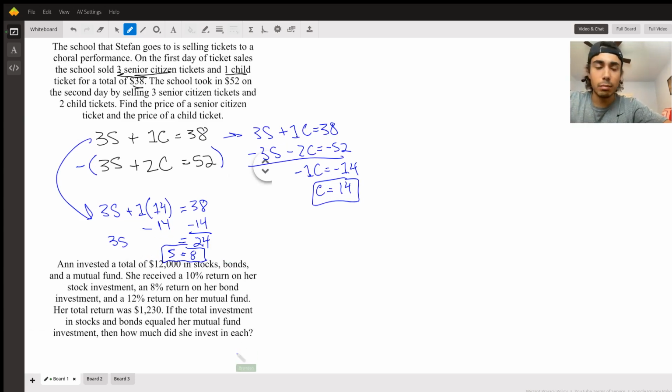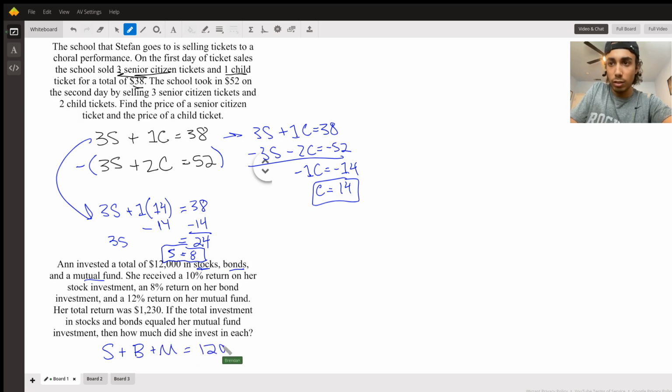All right, let's get into some more tricky ones here. So now we're going to have a system of 3 equations, right? So we've got stocks, bonds, and mutual funds. Okay, so let's set up these equations. The total is going to be 12,000 here. This is telling us that the amount invested in stocks plus the amount invested in bonds plus the amount invested in mutual funds is equal to $12,000, right? That's what that first sentence is telling us. It's saying if we add up all her investments, she invested a total of $12,000.